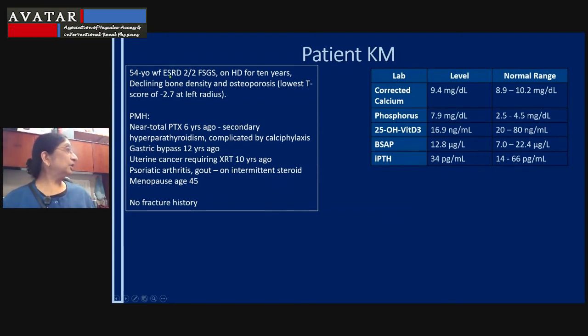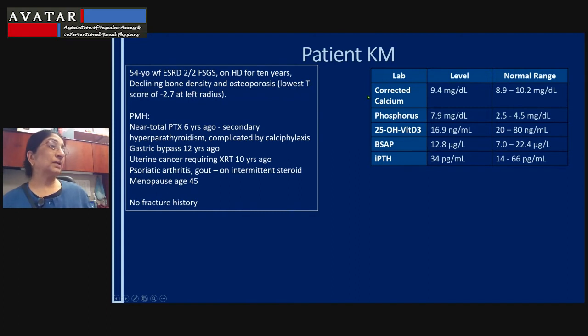So this is a 54-year-old female on dialysis for about 10 years who presented with osteoporosis, the lowest T-score of negative 2.7 at the radius. Her history was significant for a parathyroidectomy 6 years ago when she presented with calciphylaxis. She also had a gastric bypass 12 years ago, uterine cancer requiring radiation, and she had taken steroids intermittently for psoriatic arthritis and gout. She had a premature menopause but had not fractured in the past.